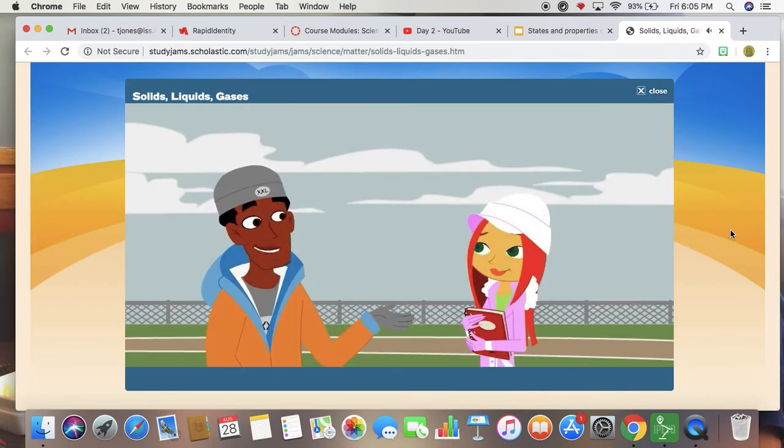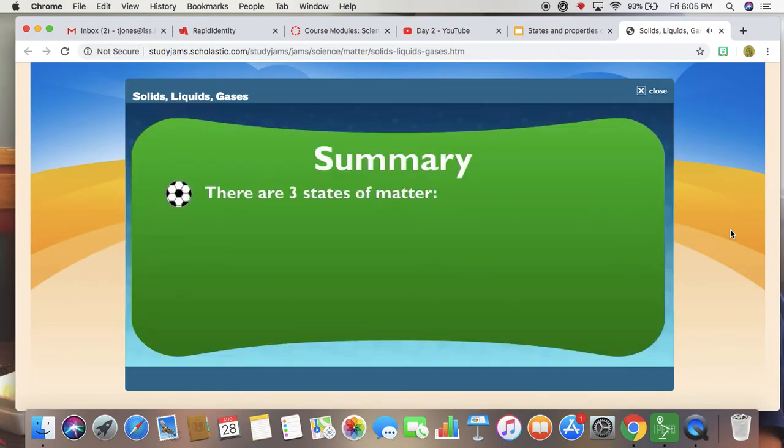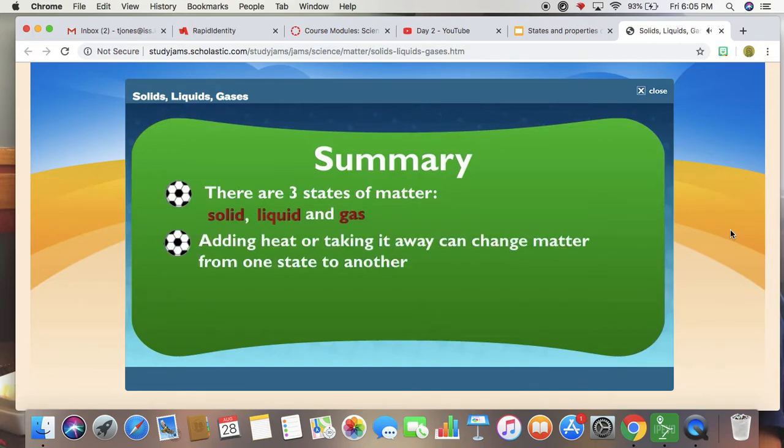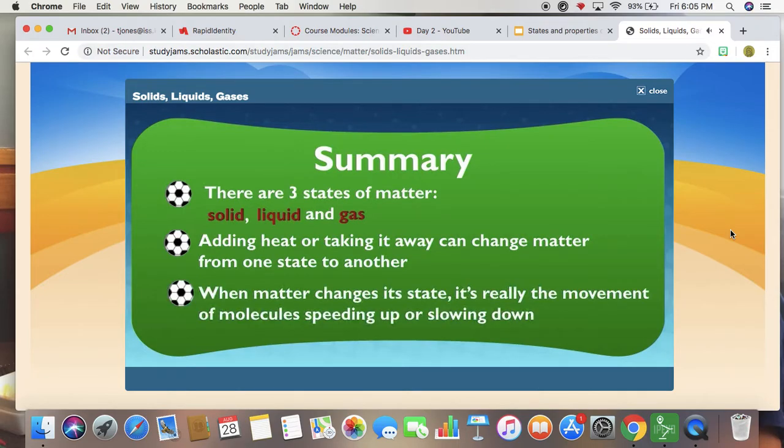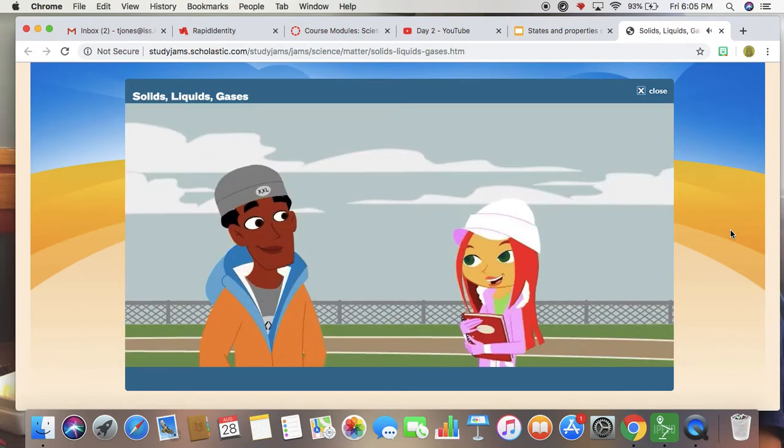All right, let me run through this for you. Tell me if I've got it right. There are 3 states of matter: solid, liquid, and gas. Adding heat or taking it away can change matter from one state to another. When matter changes its state, it's really the movement of the molecules speeding up or slowing down. That I do.